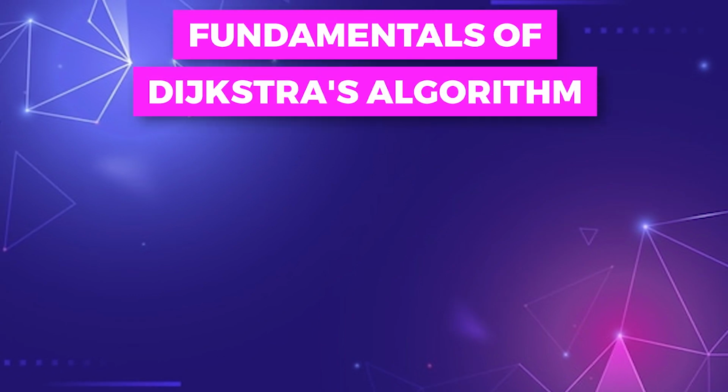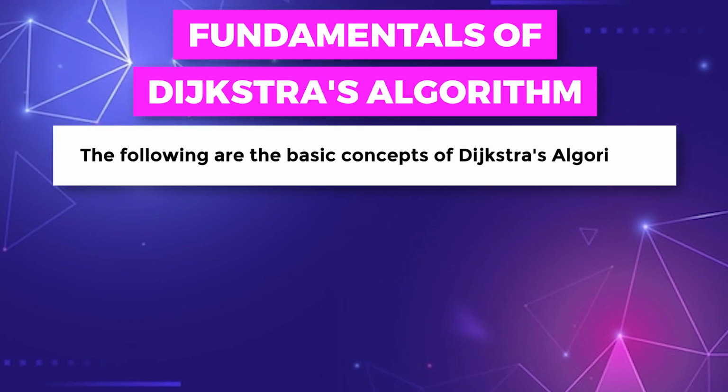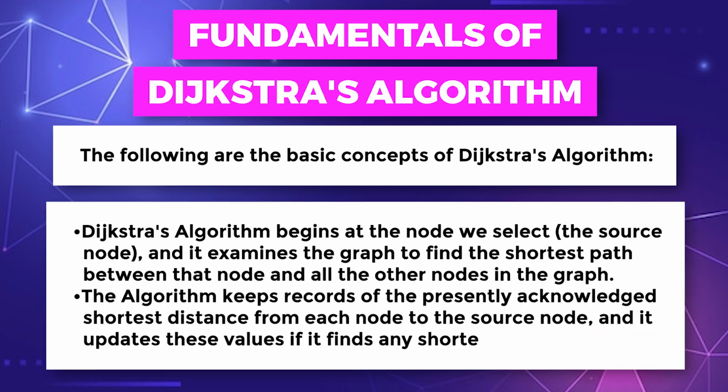Moving on, the next topic is the fundamentals of Dijkstra's algorithm. The following are the basic concepts. Dijkstra's algorithm begins at a node we select, called the source node. We can start from any node in a graph. We fix this node as the source node, and all the rest of the nodes in the graph are called destination nodes. Some of the nodes are used as a path to reach another destination node.